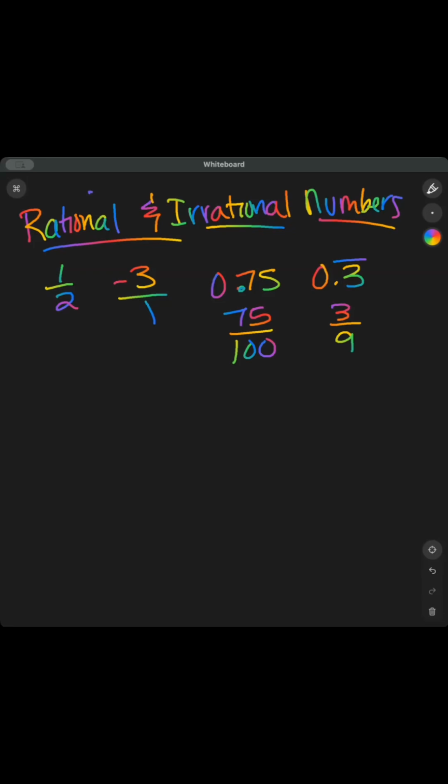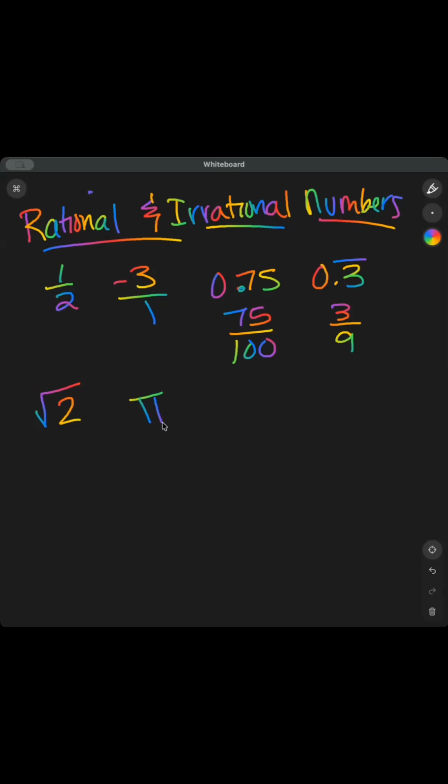What about irrational? Irrational numbers cannot be written as fractions. When put into decimals, they will go on forever and they will never repeat themselves. So a good example is the square root of 2. If you put this in your calculator, you will see that it goes on forever. Obviously, in your calculator, it will stop, but it does go on forever and it never repeats itself.